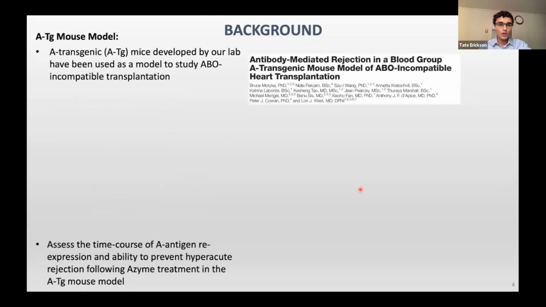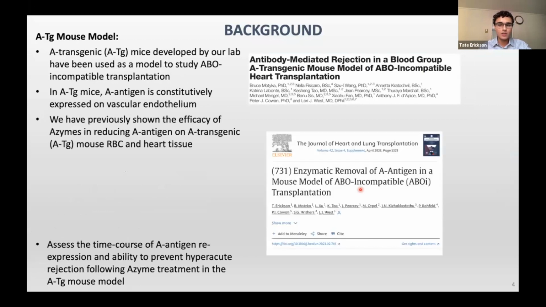To address this gap, we applied our A transgenic mouse model, which constitutively expresses ABO-A antigen on vascular endothelium using the ICAM2 promoter. And so our lab has previously used this model to study ABO-incompatible transplantation by supplementing the immune response to cause antibody-mediated rejection during ABO mismatch. We've previously shown the efficacy of AZymes in removing A antigen in the A transgenic mouse model, and also finding that 2 minutes of treatment was sufficient to perfuse microvasculature of the heart.